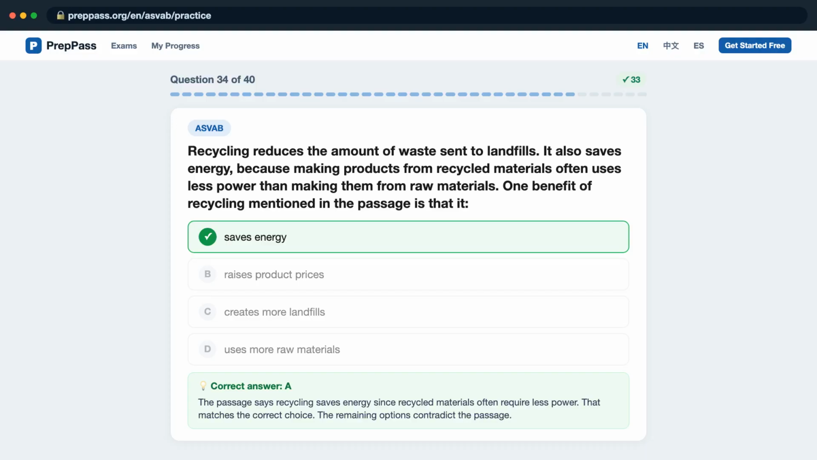The correct answer is A. The passage says recycling saves energy since recycled materials often require less power. That matches the correct choice. The remaining options contradict the passage.